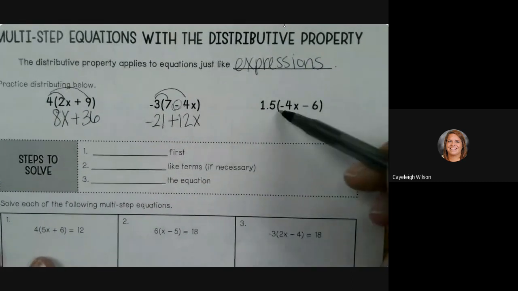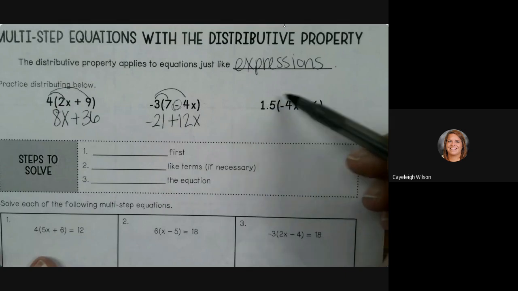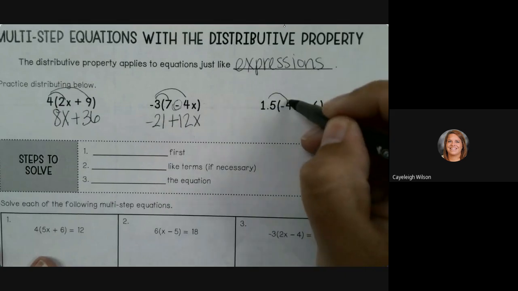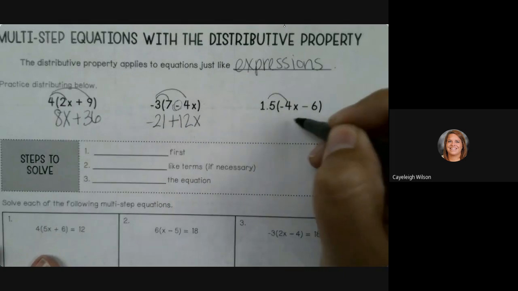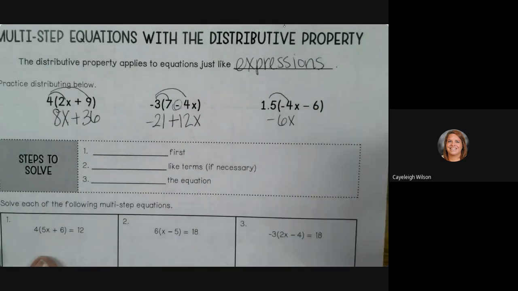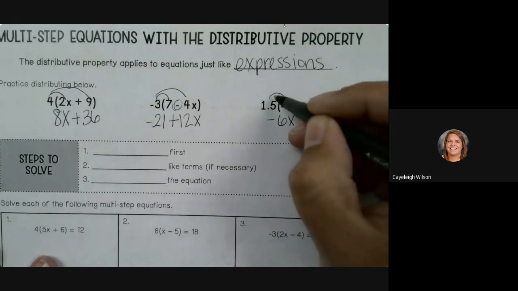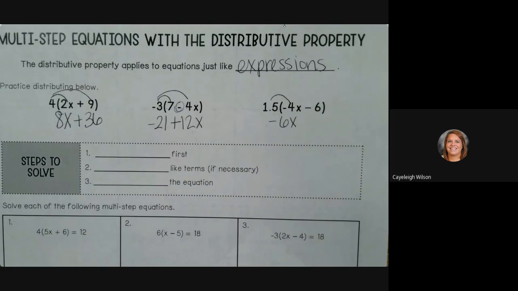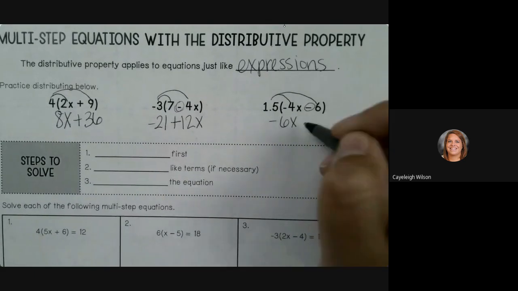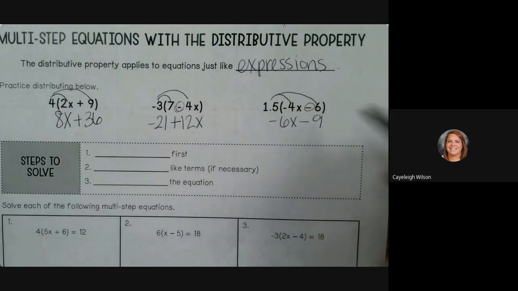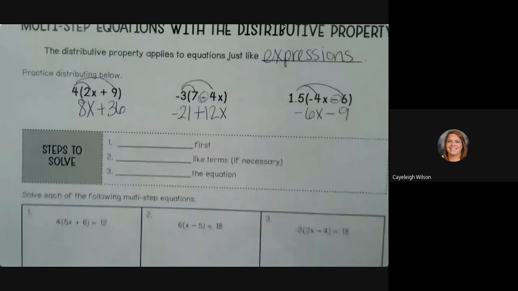All right, and then this last one, 1.5 is against the parentheses, so I multiply it in first. So 1.5 times negative 4x, that is negative 6x. And then 1.5 times a negative 6 is negative 9. And then those aren't like terms, so I cannot put those together.